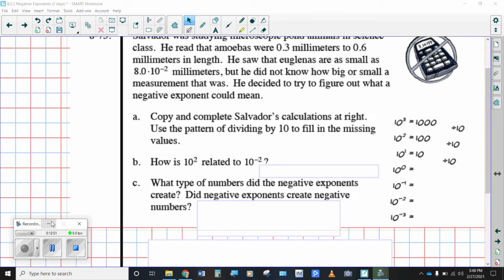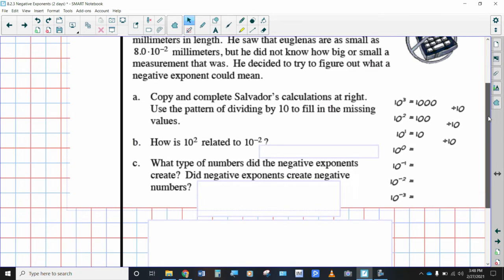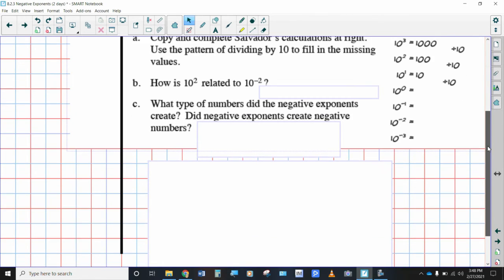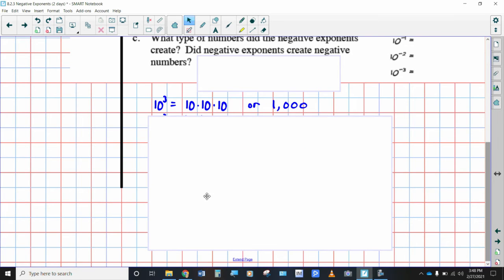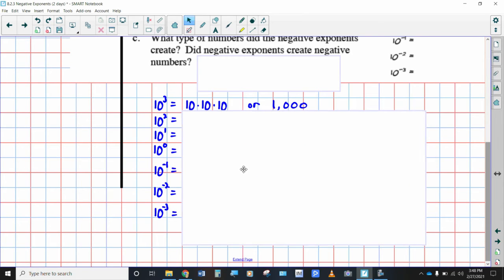All right, you done copying that down yet? Hopefully you are. If not, you're going to have to pause and wait for me, okay? So I recreated it over here, and 10 to the third power, oh, let me just do this.